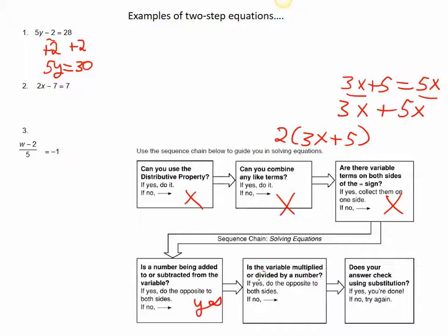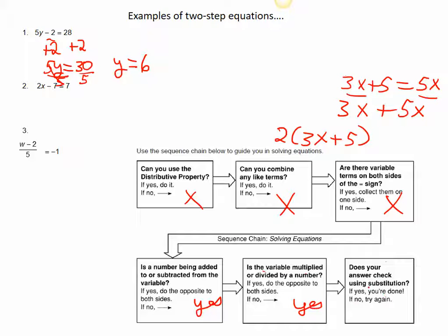Is the variable multiplied or divided by a number? Yes, it's 5 times a number equals 30. If yes, do the opposite to both sides. So the opposite of multiplying by 5, that's what 5y means, is to divide by 5. So 5y divided by 5, that cancels, and we just get y. 30 divided by 5 is 6. So we did this one.